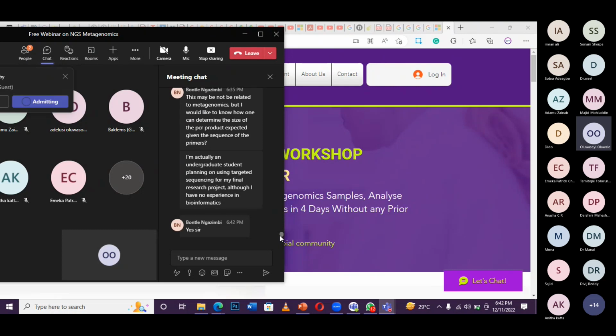I'm actually an undergraduate student planning on using targeted sequencing for my final research project, although I have no experience in bioinformatics. Okay, and I believe that this particular metagenomics class will be able to give you a heads up. We'll build your foundation to be more solid, and then you have understanding about genomics analysis, so that you understand the size of the PCR, and then using targeted sequencing for your final research project.